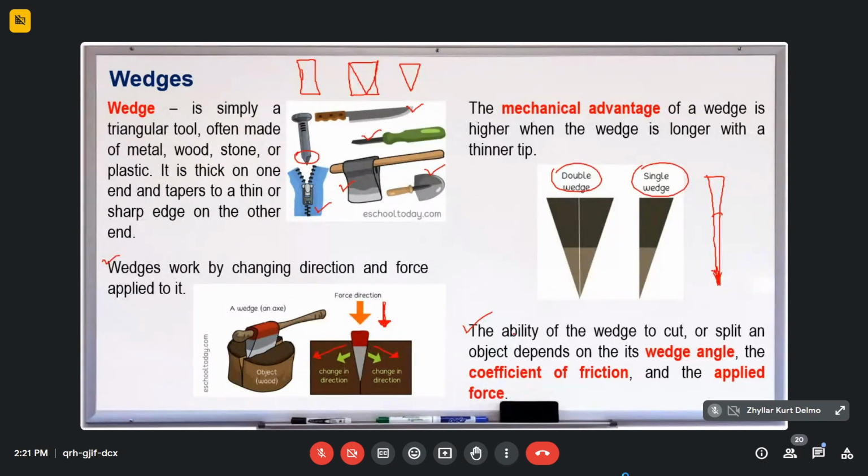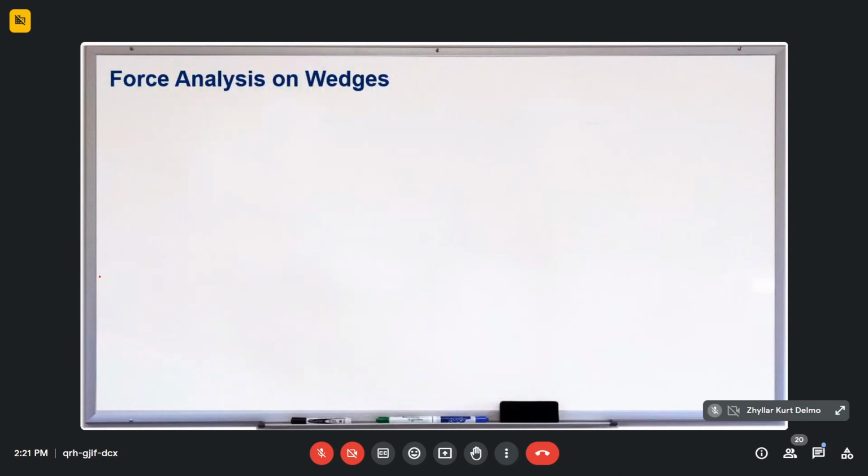And that's the reason why, if you look at an axe and its tip is not sharp, most likely it will slide there, so there's less friction. So make sure to sharpen your wedge so it can perform its task efficiently. Okay, so let's proceed to the procedure in performing the force analysis on wedges.